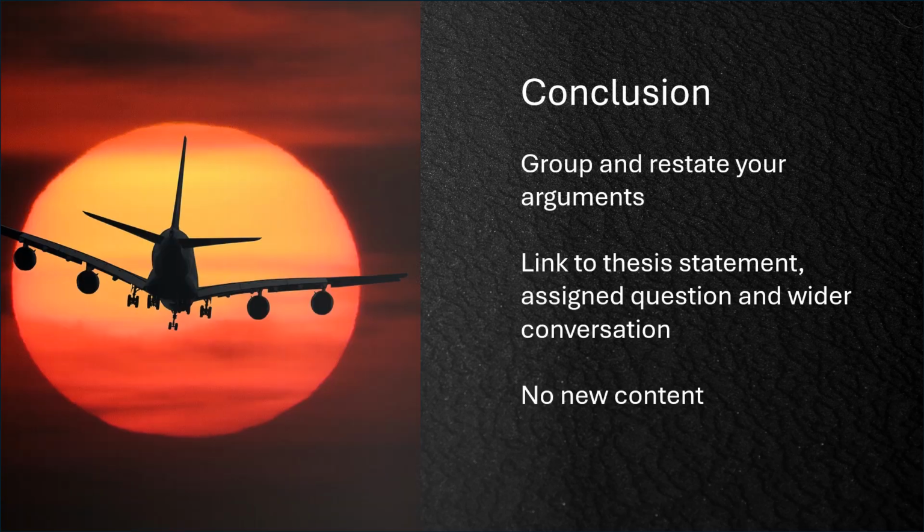Your conclusion moves in the opposite direction. It should begin by succinctly summarizing what you've argued and should go on to unify your individual paragraph arguments under a single theme, making your point clear and discussing why it's important. Your conclusion shouldn't be a restatement of your introduction, but it should link back to your thesis statement and the questions you were assigned, as well as the wider academic discussion.